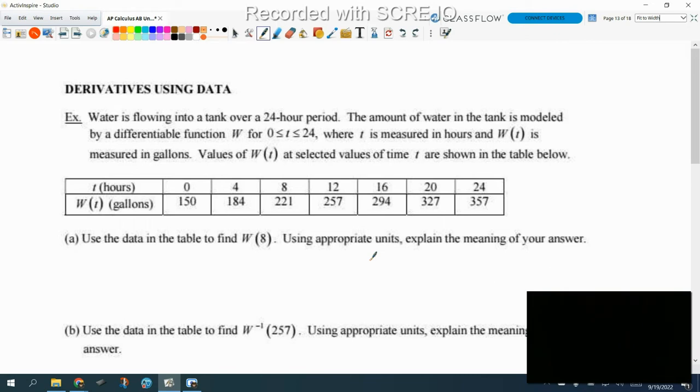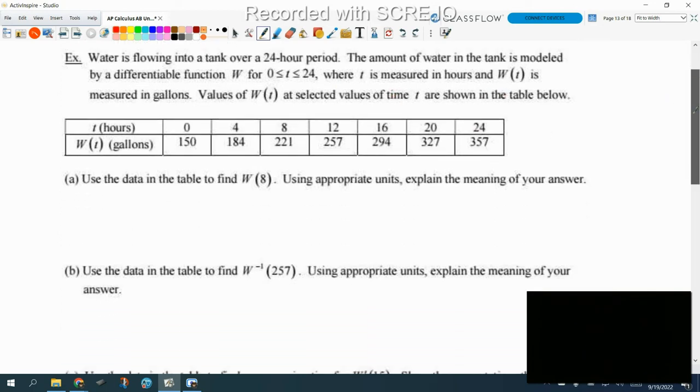All right, so in this problem, we have water flowing into a tank over a 24-hour period. The amount of water in the tank is modeled by a differentiable function W for 0 to 24, where T is measured in hours, W of T is measured in gallons, also given to us in the table here. Values of W of T at selected values of time T are shown in the table below. All right, so our first 2 problems aren't really calculus problems. They're more of a previous class, but this is going to get us practicing how to write out a solution on a free response question.